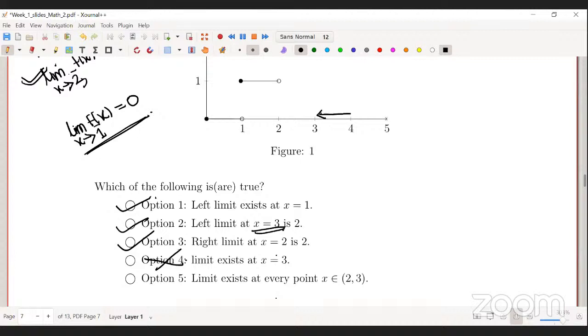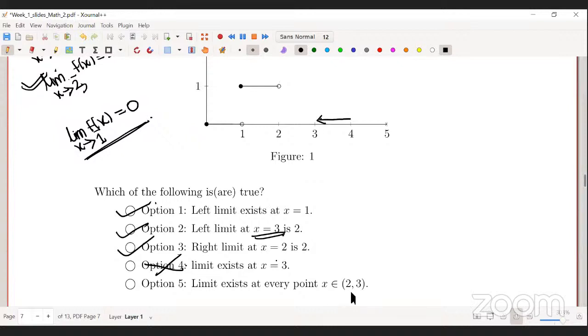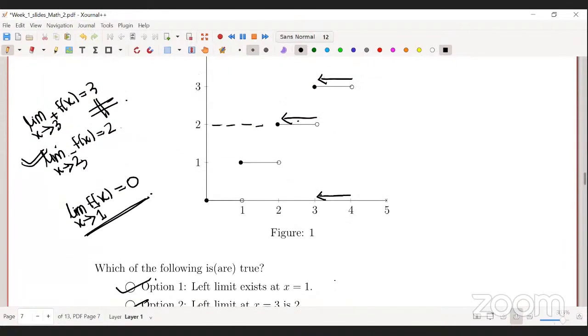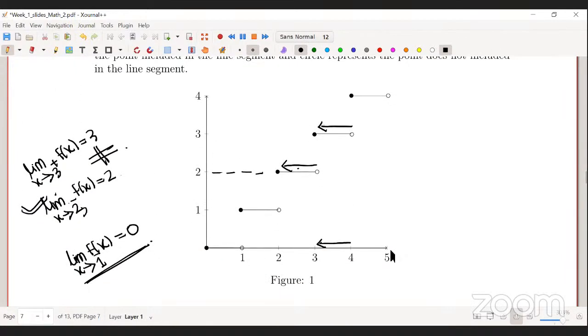Then the next question: limit exists at every point in the interval x is equal to every point in the interval (2, 3). So this is an open interval, both 2 and 3 excluded. As I already said, it doesn't matter when you are computing the limit of a function how the function behaves here or maybe here. The only thing that matters is how the function behaves on the points which are very near to that particular point.